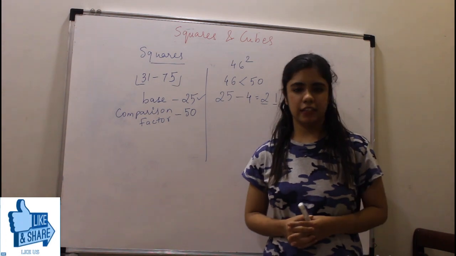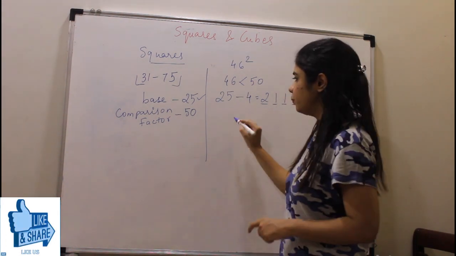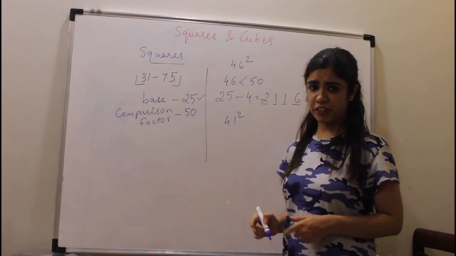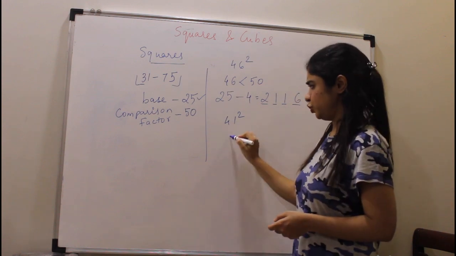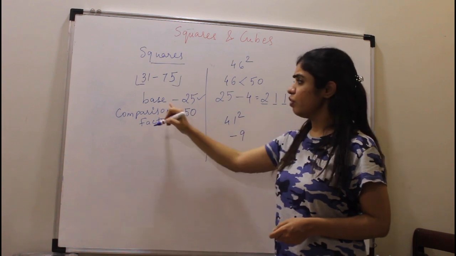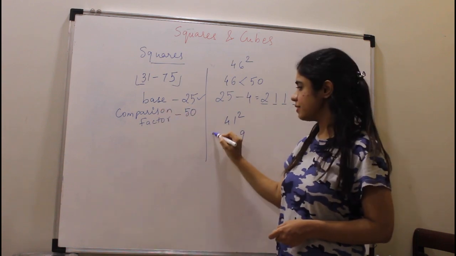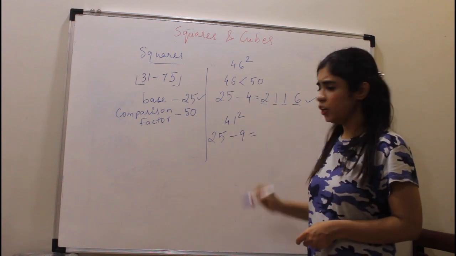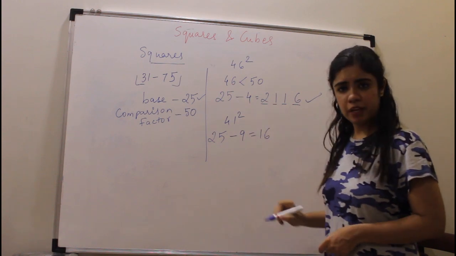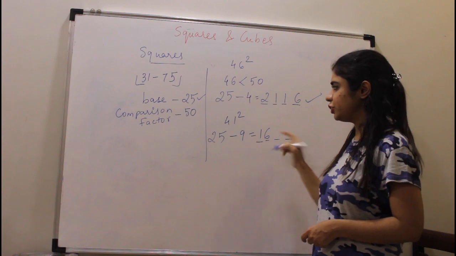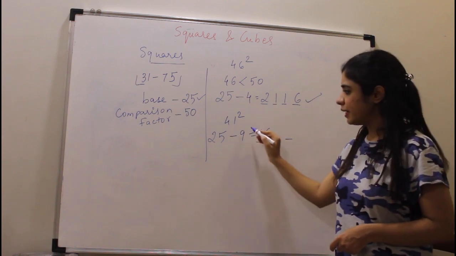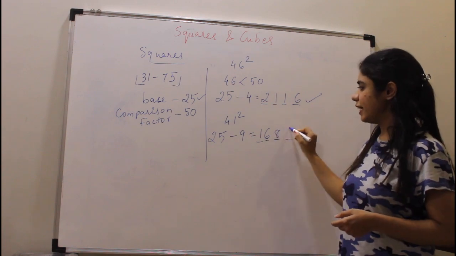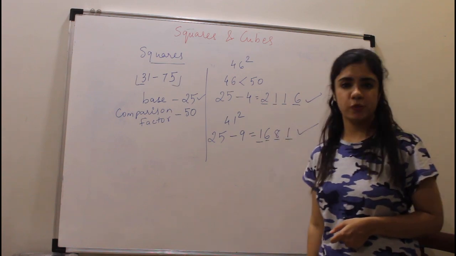Now let's take another example. Suppose I ask you, what is 41 square? 41 is how much less than 50? 9 less. So you're going to subtract 9 from the base. The base is 25. What is 25 minus 9? 25 minus 9 is 16. Now these are the first two digits of 41 square. The gap was 9. What is 9 square? 9 square is 81. So this is 41 square, 1681.